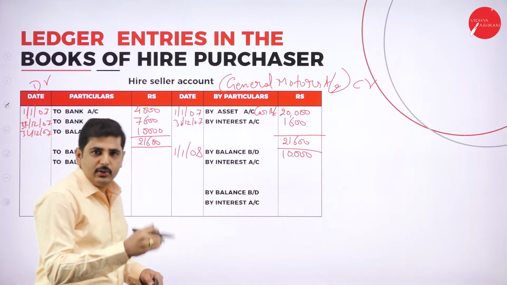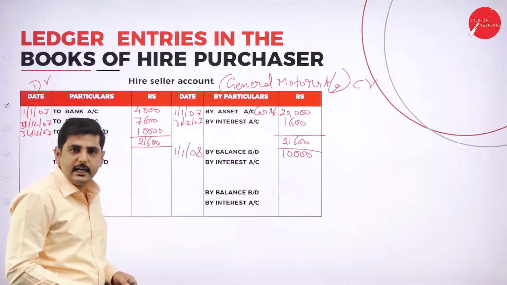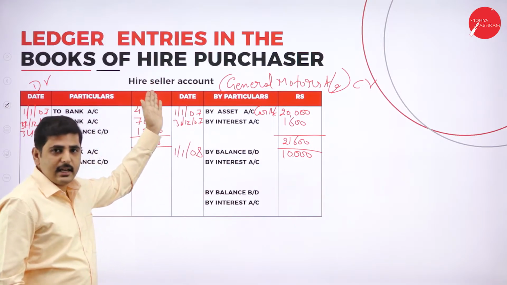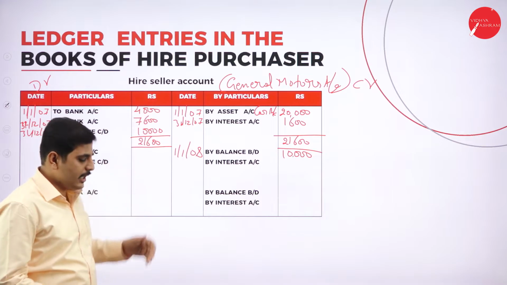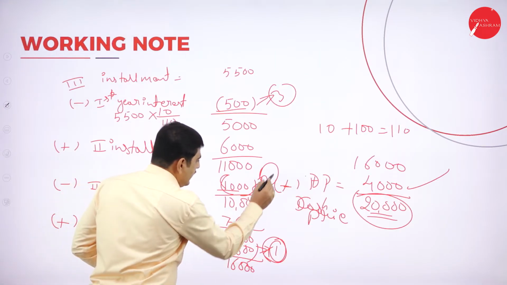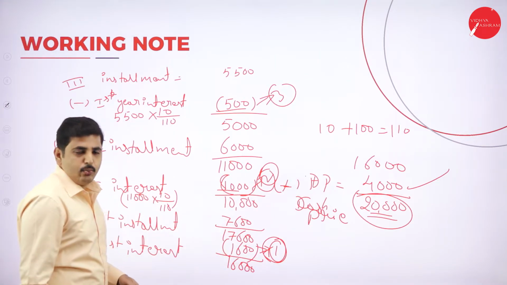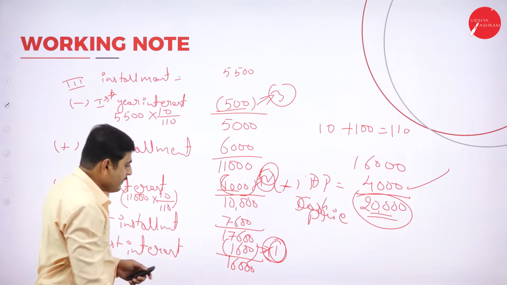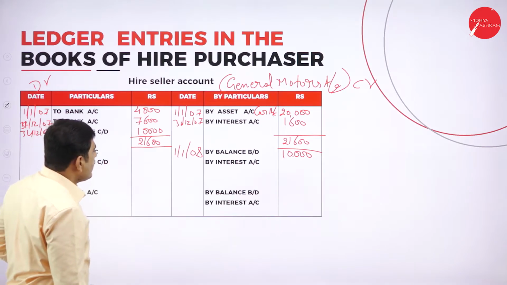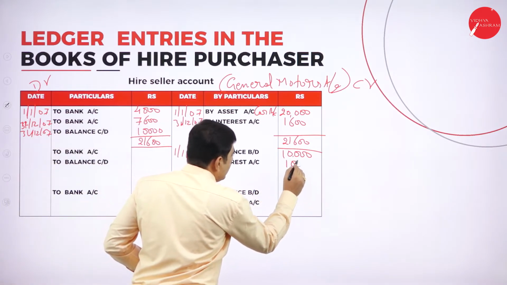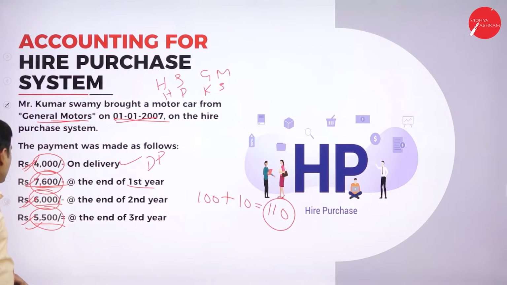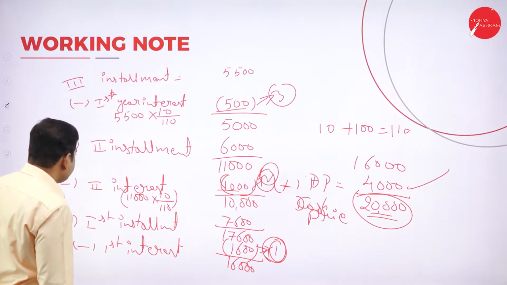So again we have to show the interest. What is the journal entry for calculating the interest? Interest account to hire seller account, by interest account to hire seller account. What is the interest here? Second year interest is 1,000. See, I am coming in descending order, not in ascending order. So what is our second installment? He has given the second installment, we have paid 6,000 rupees.